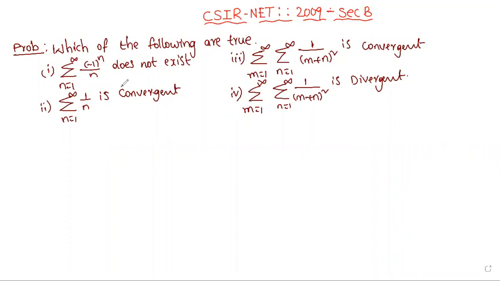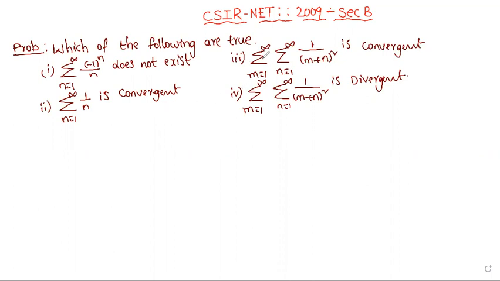Today I am discussing one mathematical problem from the CSIR NET 2009 question paper, from Section B. The problem is: which of the following are true? Option 1: summation n equals 1 to infinity, (minus 1) to the power n divided by n, does not exist. Option 2: summation n equals 1 to infinity, 1 by n, is convergent.